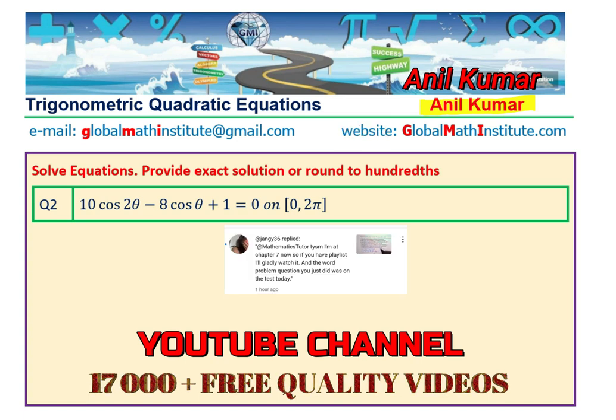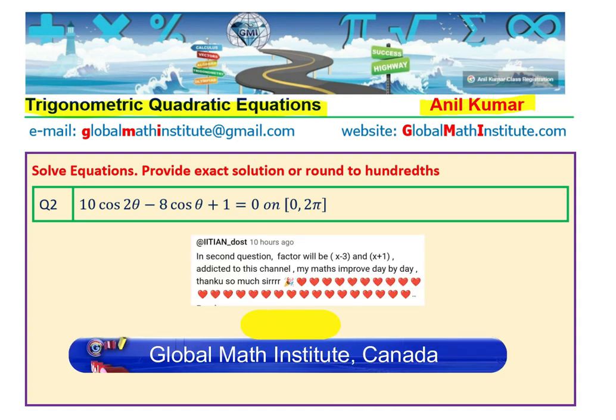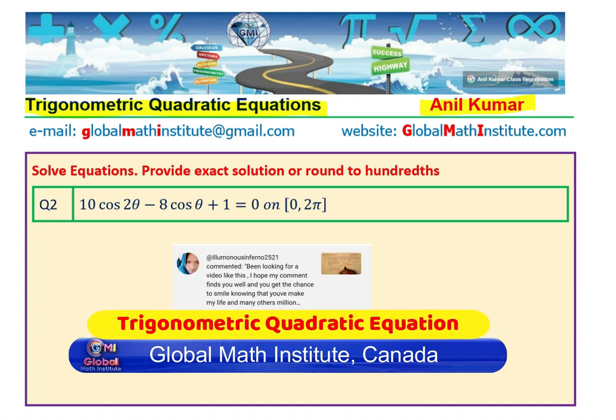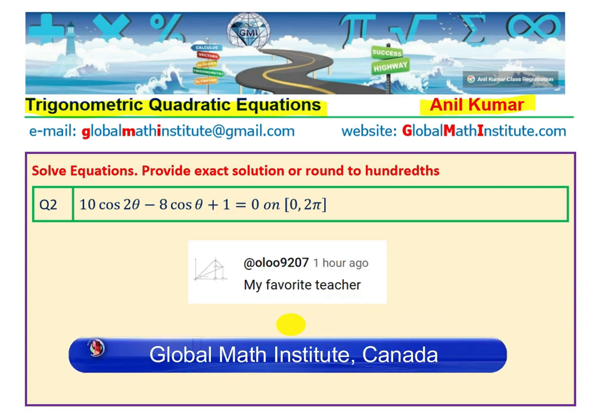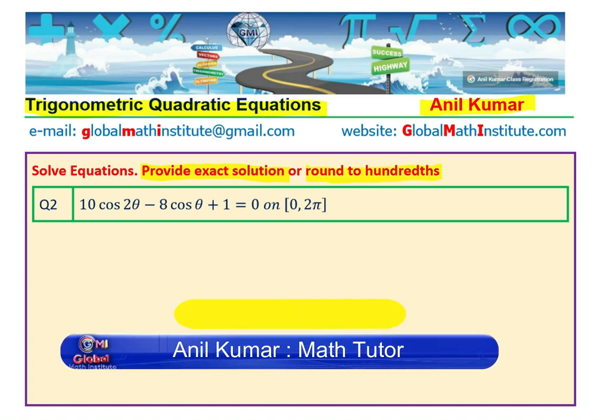In this video, we've taken up a quadratic trigonometric equation. The equation doesn't really look like a quadratic trigonometric equation. However, when we solve, you'll see how it gets transformed. So this is question number 2 from our playlist. The question here is: solve the equation, provide exact solutions, or round to hundredths. Very important instruction. For answering questions in an exam, you have to look into the conditions.